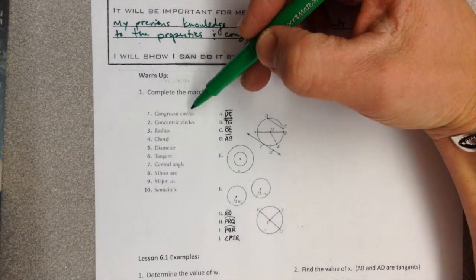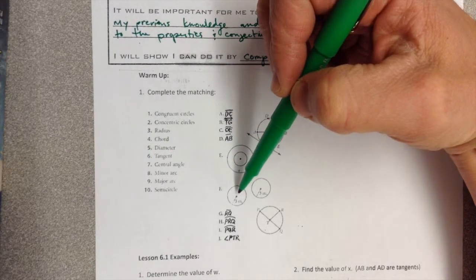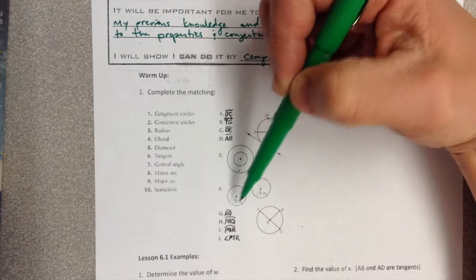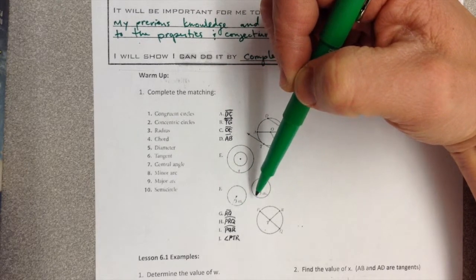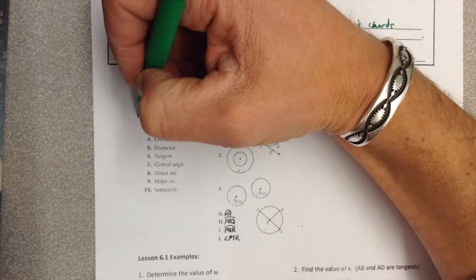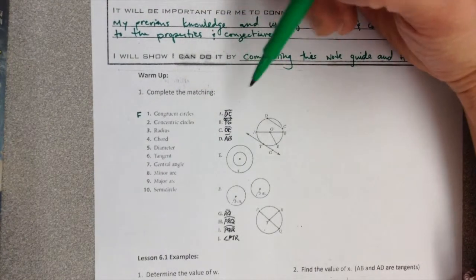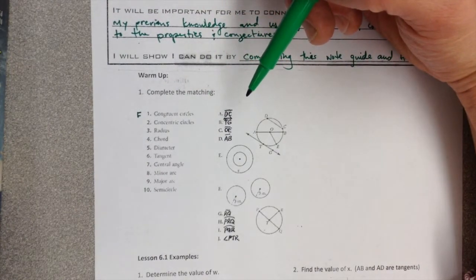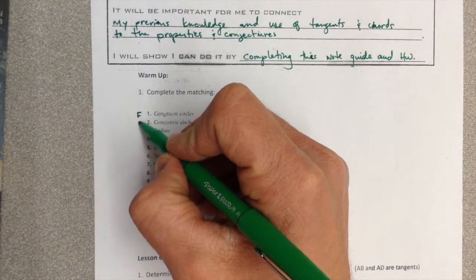Number one, congruent circles. We have here at F. These circles are congruent. They have the same radius, therefore they are defined as congruent. So one is F. Concentric circles. Concentric circles are defined as having the same center point. So we see that there at E. So concentric circles is E.